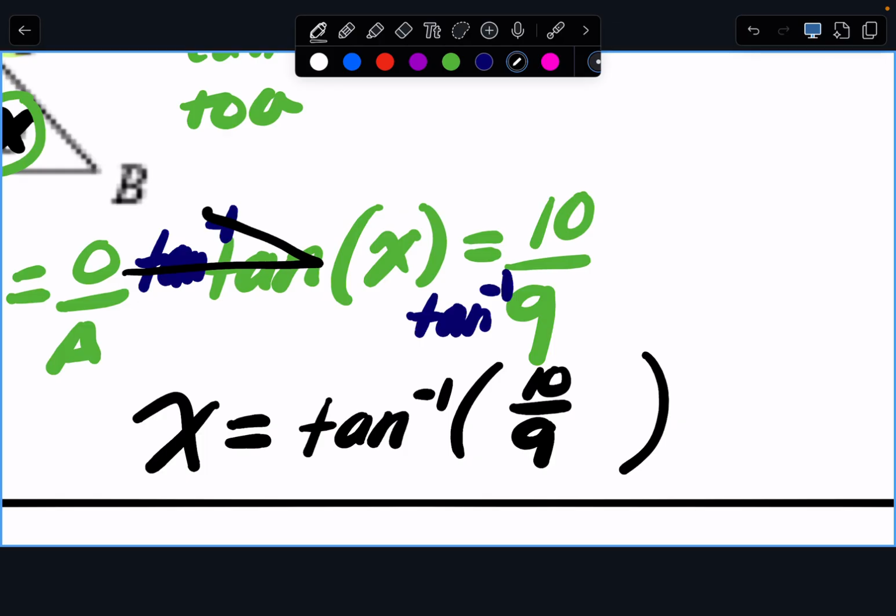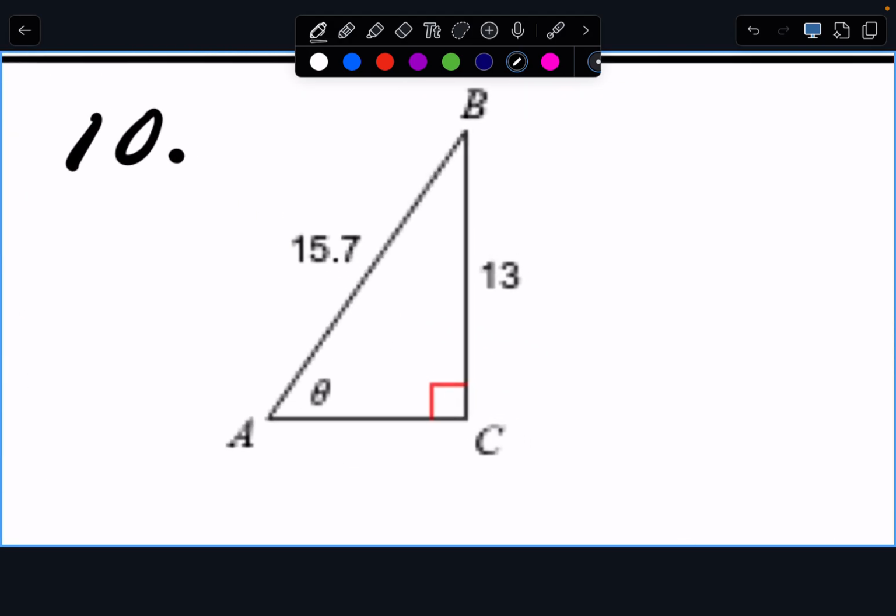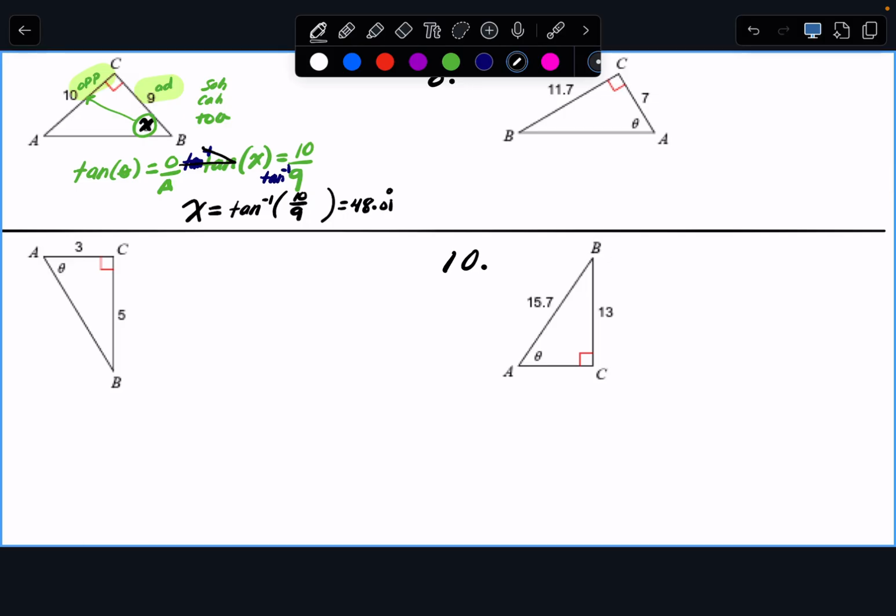And now it's literally a calculator problem. We go second tan, because that will pull up inverse on our calculator, 10/9, and I get 48.01 degrees. Solving for theta, solving for an angle is the only time you're going to be doing an inverse. Questions on that one? If you're finding an angle, you're going to need the inverse, unless you already have two angles. So let's do maybe one more just like that.